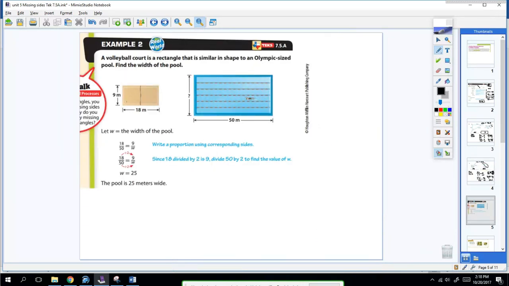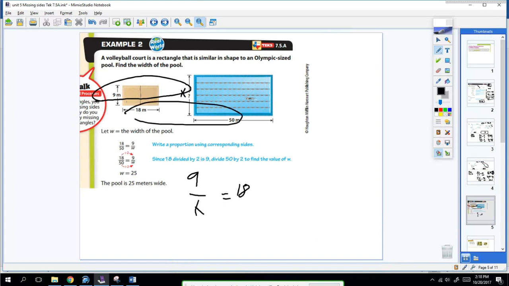So example 2. A volleyball court is a rectangle that's similar in the shape to an Olympic size pool. Find the width of the pool. So we're trying to find this right now. So I know for a fact these create a pair. So that means 9 over x, and these create a pair, is equal to 18 over 50. So we're going to cross multiply. You're going to do 18 times x, which is 18x, and then 9 times 50, which is 450. And then you're going to divide by 18, and x is equal to 25.